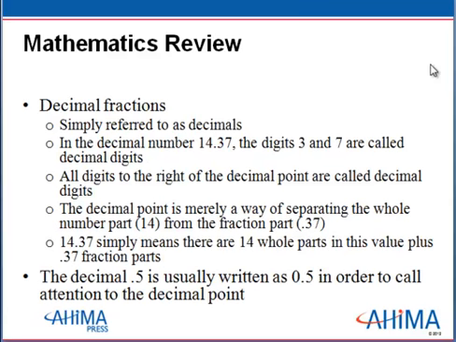Decimal fractions are simply referred to as decimals. The decimal number 14.37 in this example, the digits 3 and 7 are both called decimal digits. So basically, if we look at the bottom here, the decimal 0.5 is usually written as 0.5, and we will write our decimals in this format in this class.